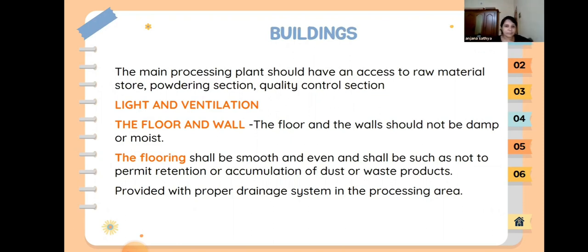So that is regarding the plan of the building, and light and ventilation. The buildings have to be properly lighted and ventilated. Regarding the floor and wall, they should not be damp or moist, and the floor should be smooth and even, so that it prevents the retention or accumulation of dust or waste products. It should be provided with a proper drainage system in the processing area, since the processing area will be continuously cleaned and washed with water.